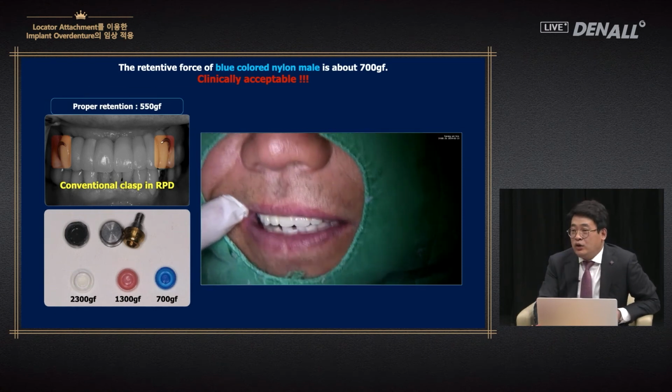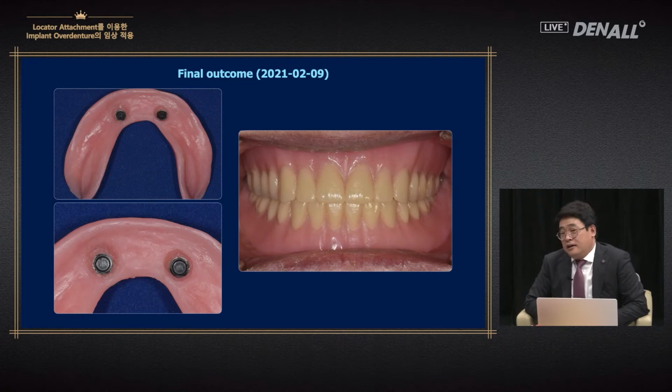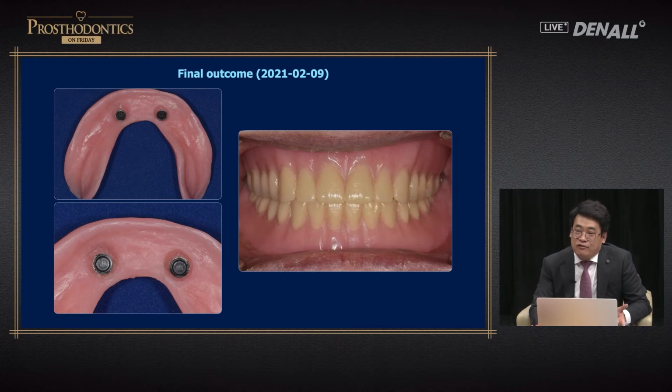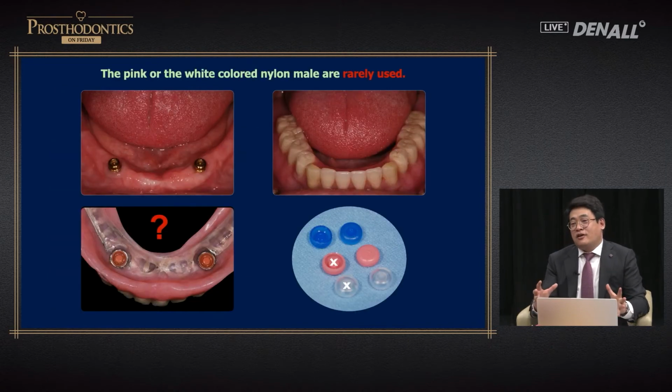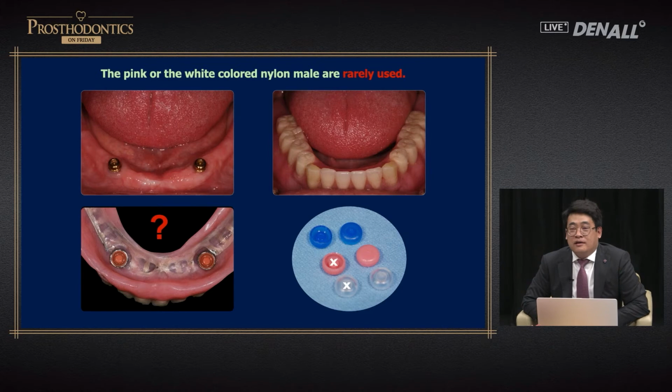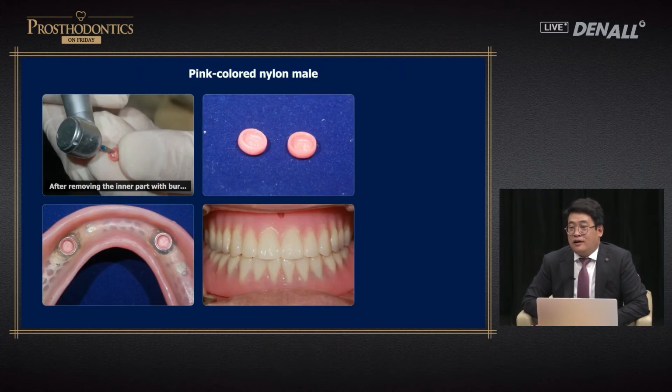The retention force is quite strong. As mentioned earlier, I have the patient use the black and then move on to blue. The pink and white continue to pile up, and I wondered how I was going to address these. So I decided to use the burr on the inner surface. I had to give up dual retention because it was too strong.